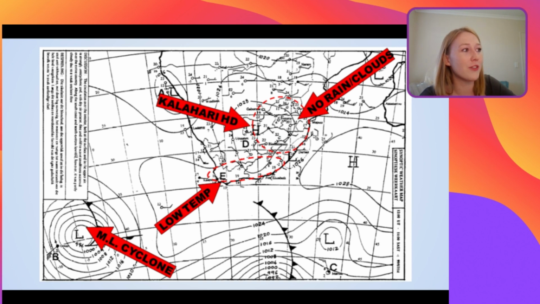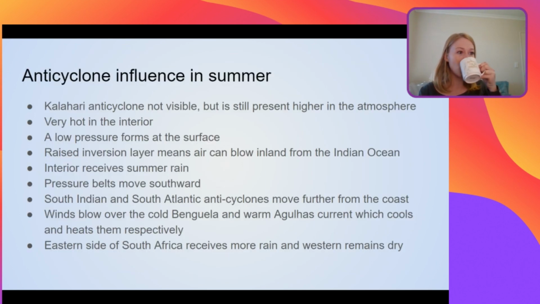And then finally, you look for that high pressure cell over here. You look for the Kalahari high, big H right there. That means that the air is sinking. The reason why it's sinking is because it's cold. And if you're really not sure, maybe just check what date the map was published. You'll see the date on the right-hand side over there.